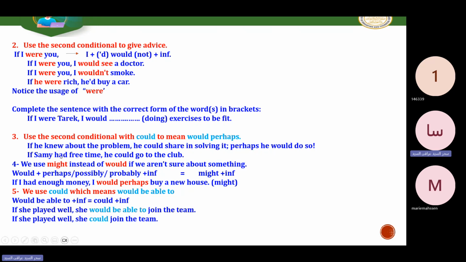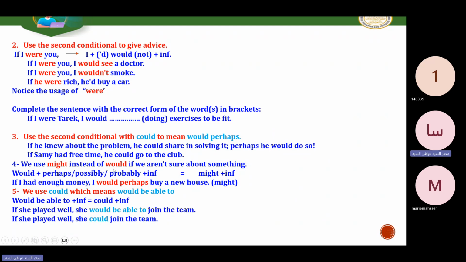Another example. If Sammy had free time, he could go to the beach or the club. Perhaps he can go. Or he would go. Perhaps he would go. Could here equals would go. Perhaps he would go. Okay. What about another usage of this case?